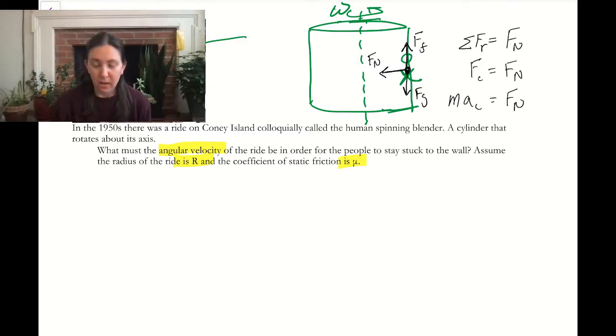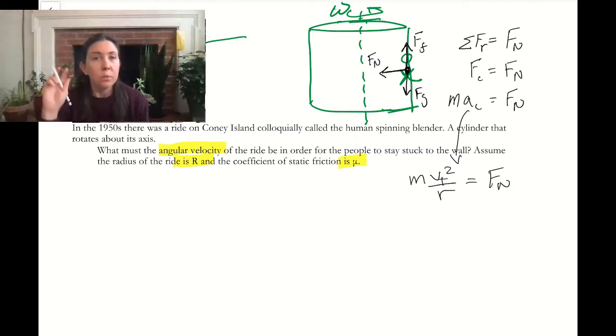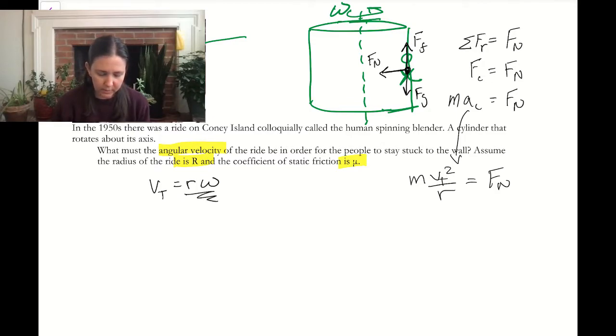Now, you might be at the point where you're skipping steps. So this gives us mass times the tangential velocity squared over the radius equals the normal force. Now in this problem, it doesn't ask for the tangential velocity, it asks for the angular velocity. And you might have the centripetal acceleration equation for angular velocity memorized, or you might not. Remember that the tangential velocity is just r omega. When we substitute that in for the tangential velocity here, we get mass times angular velocity squared times the radius is the normal force. All right, at this point we're stuck.